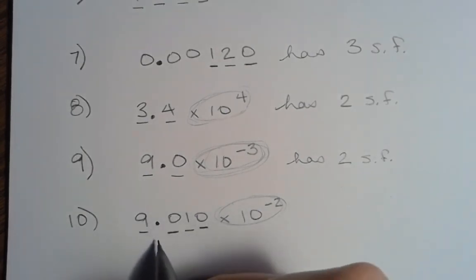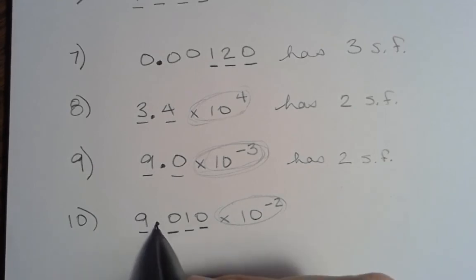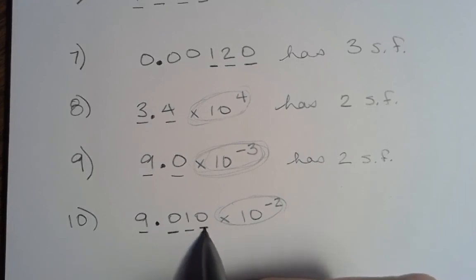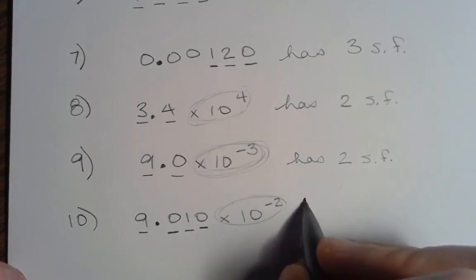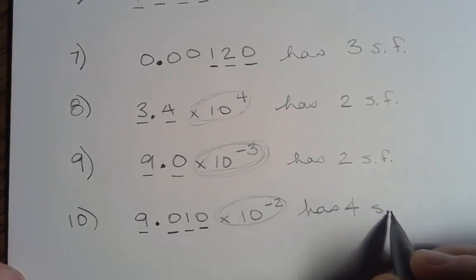Because of that decimal, we are confident in this. We didn't have to write that. We wrote it because we are confident. Because it is after a decimal, it is a trailing 0. We are confident in it. Therefore, this has 4 significant figures.